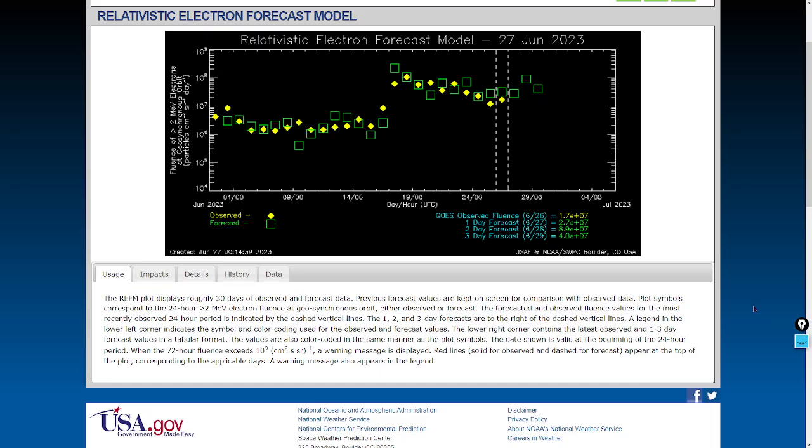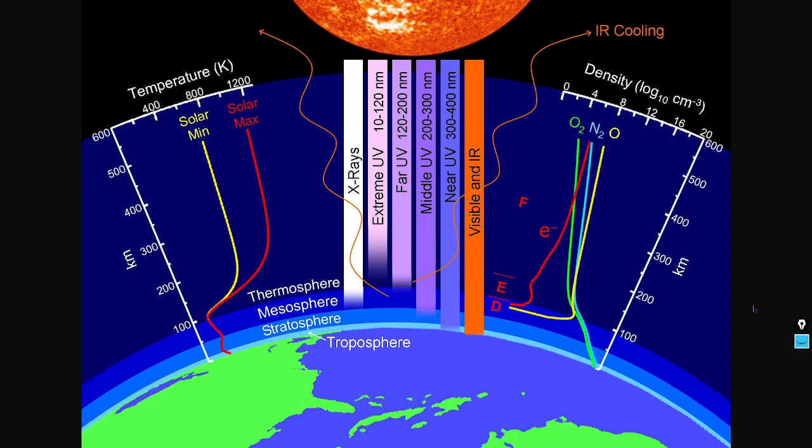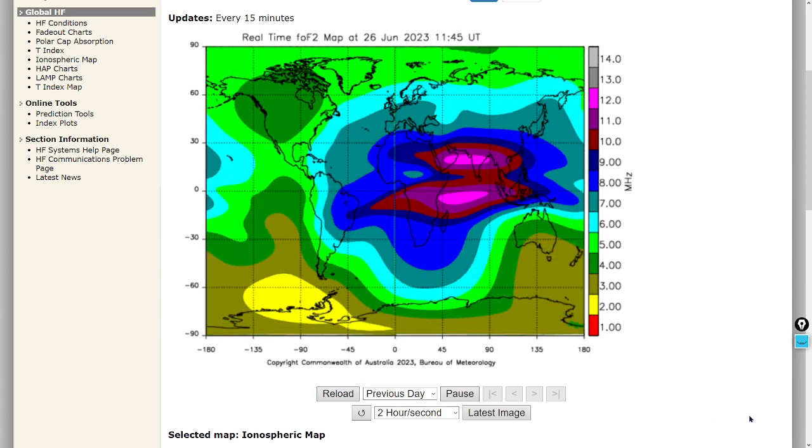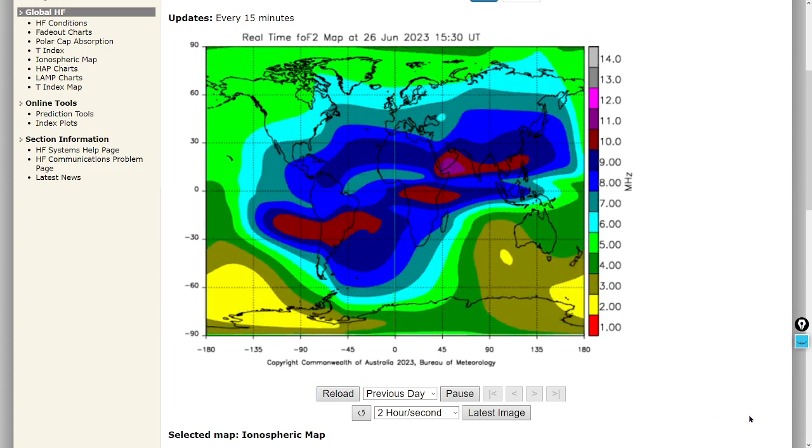Here is NOAA's forecast model. NOAA's expecting some increases in the electron flux. No argument from me there. Let's take a look at the layer where the electron flux is measured. The F layer of the ionosphere. Feel free to pause the video on this frame if you're not familiar with these distances. Here is the F layer, the bridge between Earth and space.